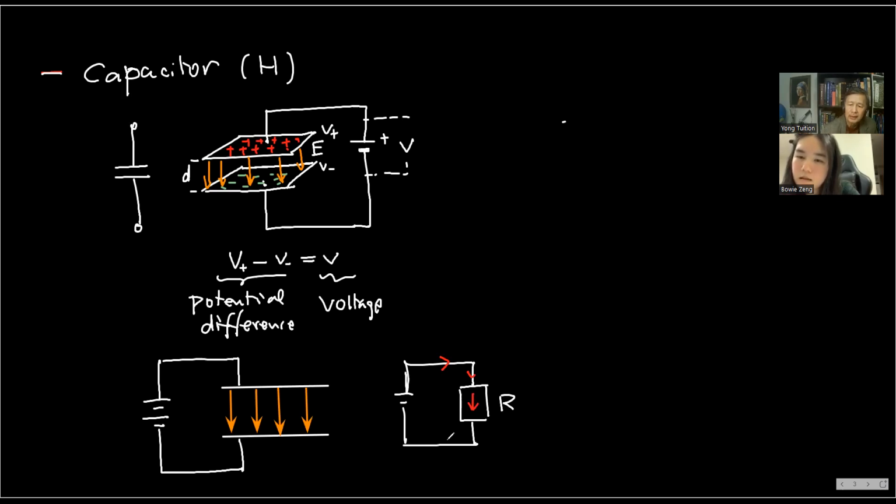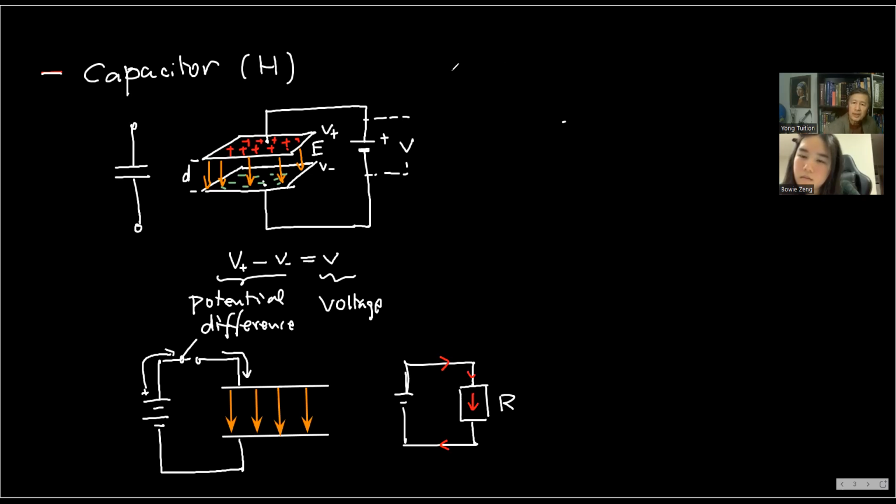However, in these devices, you only see the current at the very beginning, for the first time when you switch on this circuit. Once you switch on, the positive charge will go all the way to that direction, and then stop.